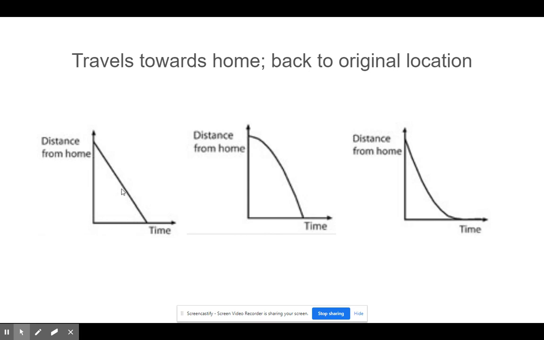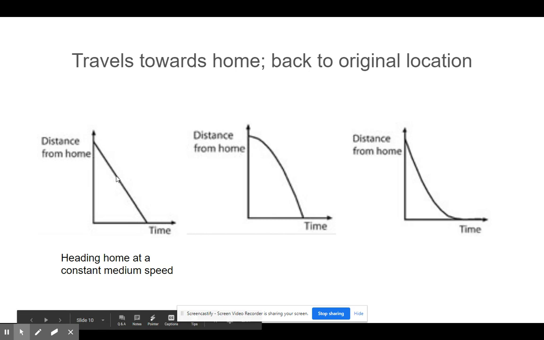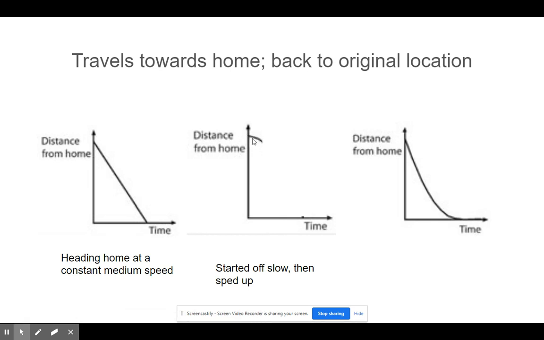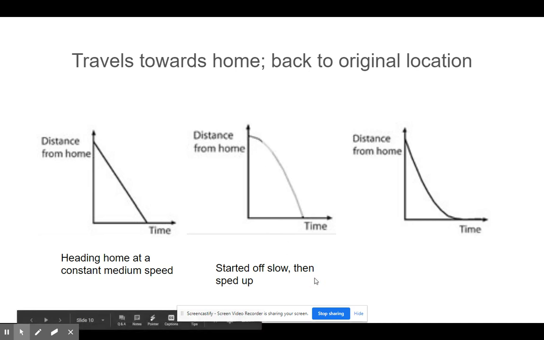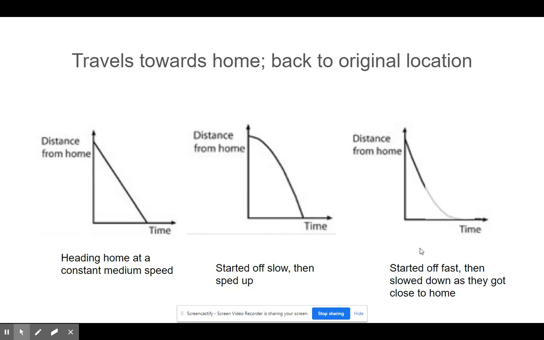As time goes on, you see they're getting closer and closer. Okay, same thing here. So for this one, they're heading home at a constant speed. For this one, they started off slow. There's hardly any bend to it. They started off slow, and then they sped up. I'm going to hurry up and get home. This one over here, they started off pretty quick. And then the closer they got to home, they started to slow down.